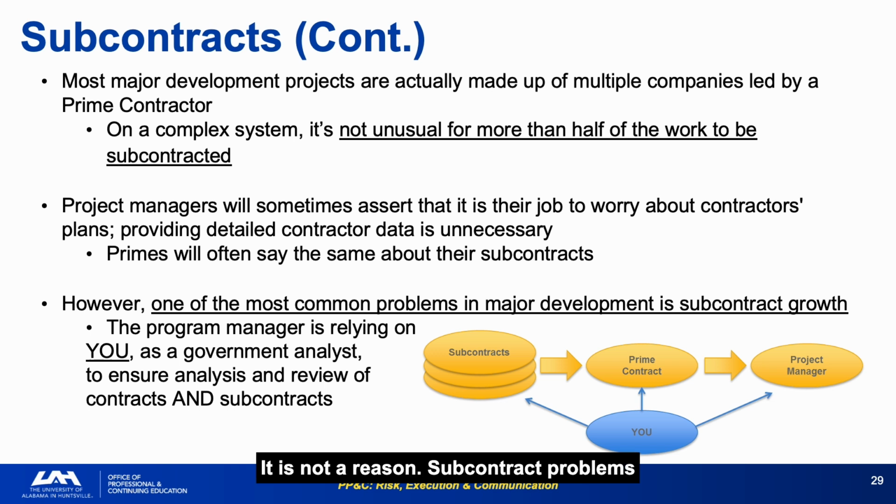Subcontract problems become your problem when they drive cost and schedule growth on your program. The government analyst's responsibility extends to understanding subcontract performance even when the prime insists their management is sufficient. Your analysis should include a regular review of subcontract performance data. Establish subcontract reporting as a contractual deliverable from day one. Do not wait until a problem surfaces to start asking questions about what is happening one tier down.